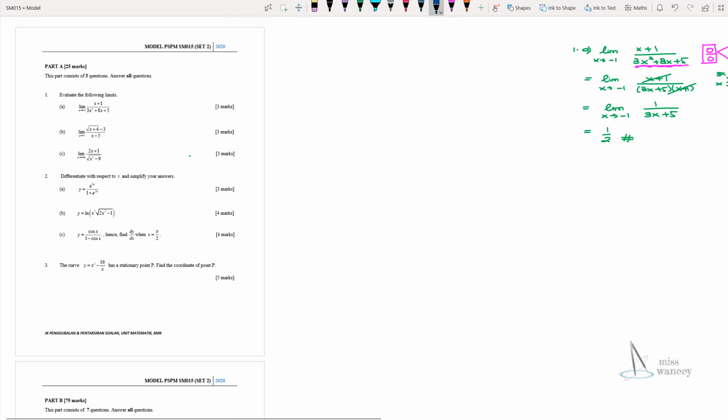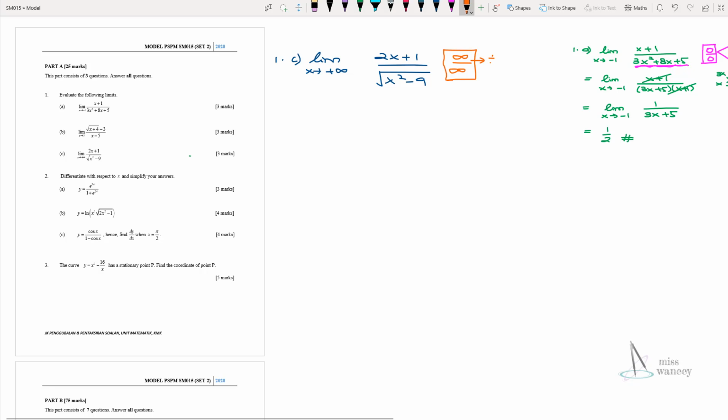Now question number 1c. We need to find the limit as x approaches positive infinity of (2x + 1) over √(x² - 9). Again, if you substitute with infinity, you get infinity over infinity. Infinity over infinity is an indeterminate form, so we need to divide by the highest power of the denominator.